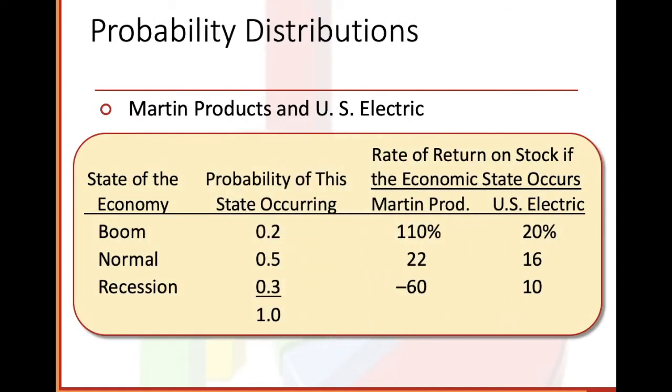So Martin Products and U.S. Electric, state of the economy: boom, there's a 0.2 or 20% chance, normal 0.5, recession 0.3. So here's the probability of this state occurring. Remember that they add up to 1. Rate of return on stock if the economic state occurs: Martin Products 110%, U.S. Electric 20%; normal 22, 16; and then over here minus 60, and right here is 10. Okay, so we'll take a look at that a little bit more in detail.